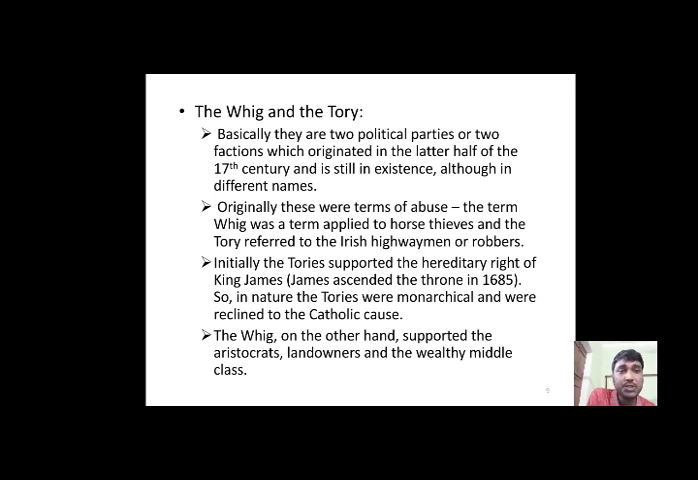Now, what did they do? Initially, the Tories supported the hereditary rights of King James. You remember, in 1685, James II ascended to the throne of England. So they supported it. So in nature, you have to understand this: the Tories were monarchical and inclined to the Catholic cause. So the Tories were more with the monarch, more on the side of Catholicism. Whereas, on the other hand, the Whigs were more on the side of the aristocrats, the landowners, and the wealthy or rising middle class. So there was a clear difference in terms of support base. The Tories supported the monarch, the Whigs supported the aristocrats and the landowners.